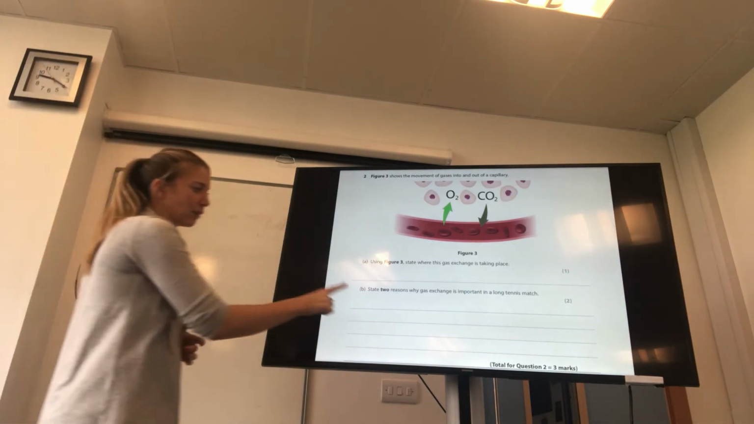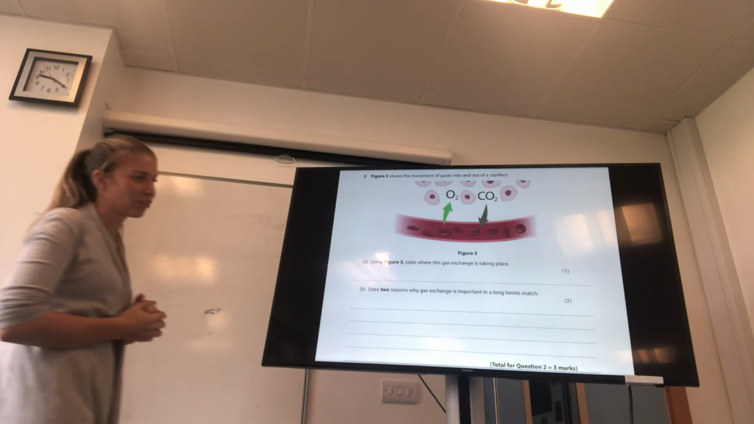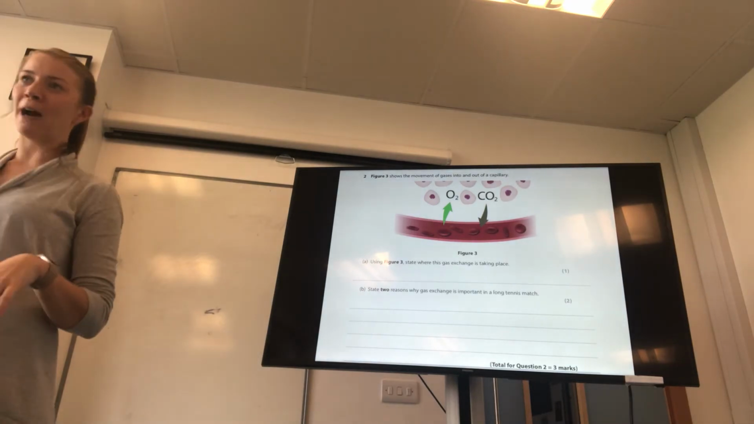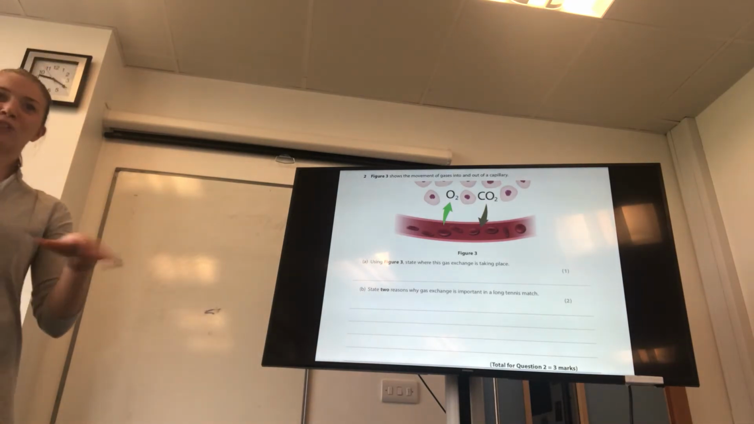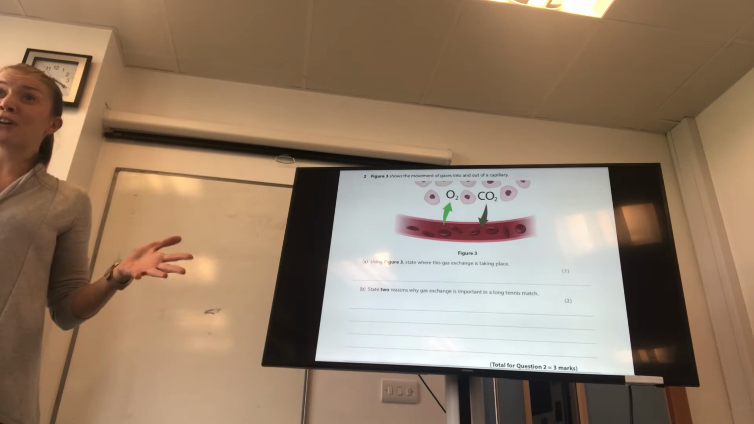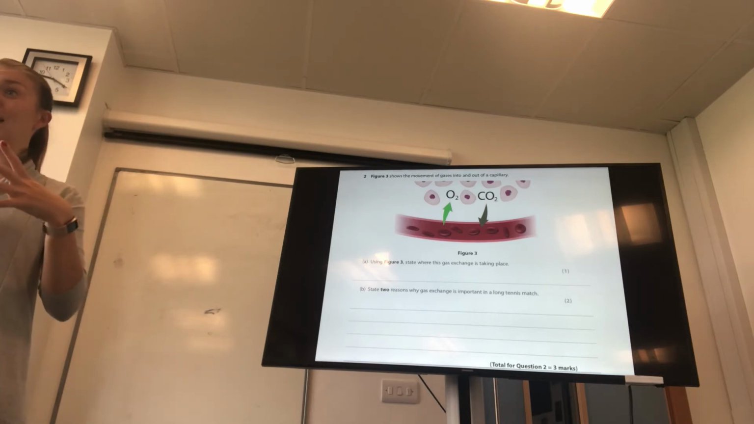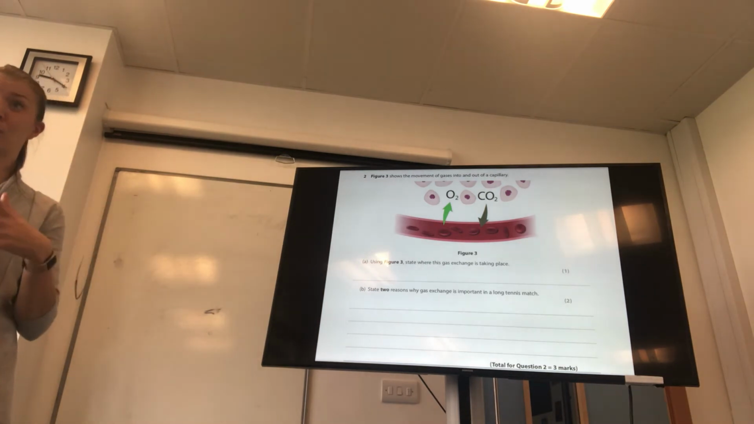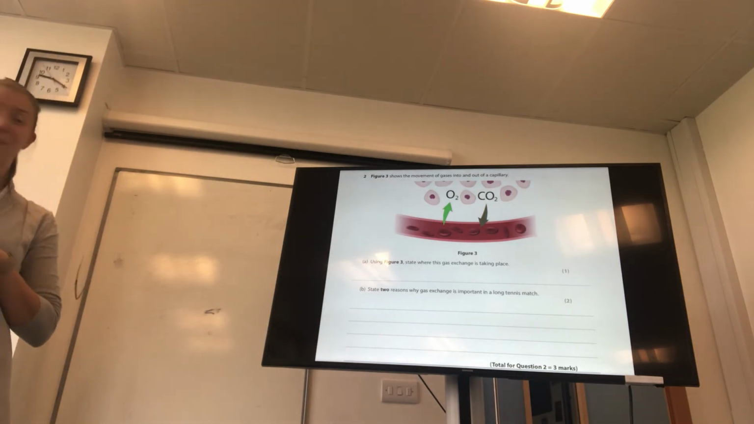Now it's asking you to state 2 reasons why gas exchange is important in a long tennis match. So think about tennis. Tennis has got high powerful movements. It's got lots of running. It's over a long period of time. There's breaks in between each rally. So you might have, when they call time, it might be just in between the serve. They've got that little resting time.